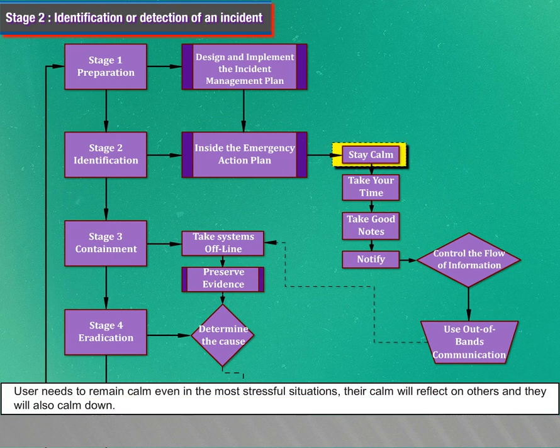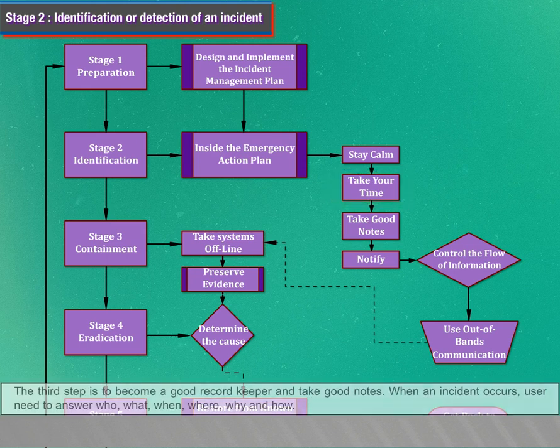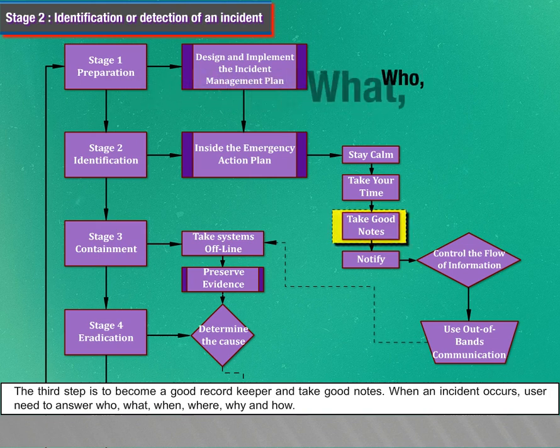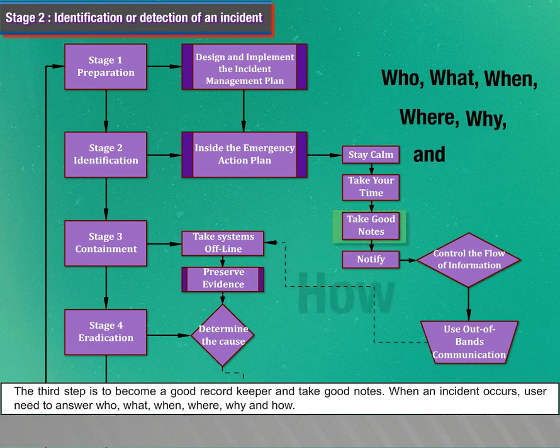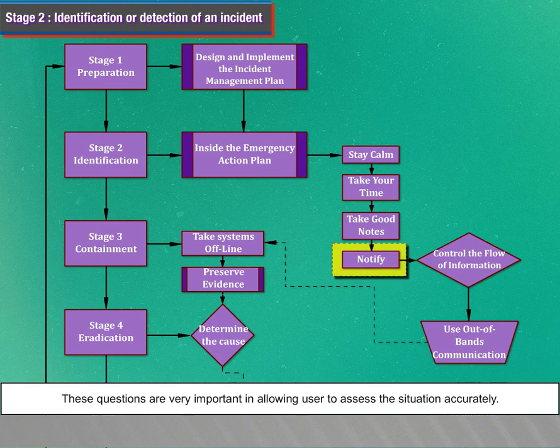The user needs to remain calm even in the most stressful situations. Their calm will reflect on others and they will also calm down. The next step is to take their own time and not hurry. If the user assesses the situation and thinks a second before they act, it could save them costly mistakes in the end. The third step is to become a good record keeper and take good notes. When an incident occurs, users need to answer who, what, when, where, why, and how. These questions are very important in allowing the user to assess the situation accurately.